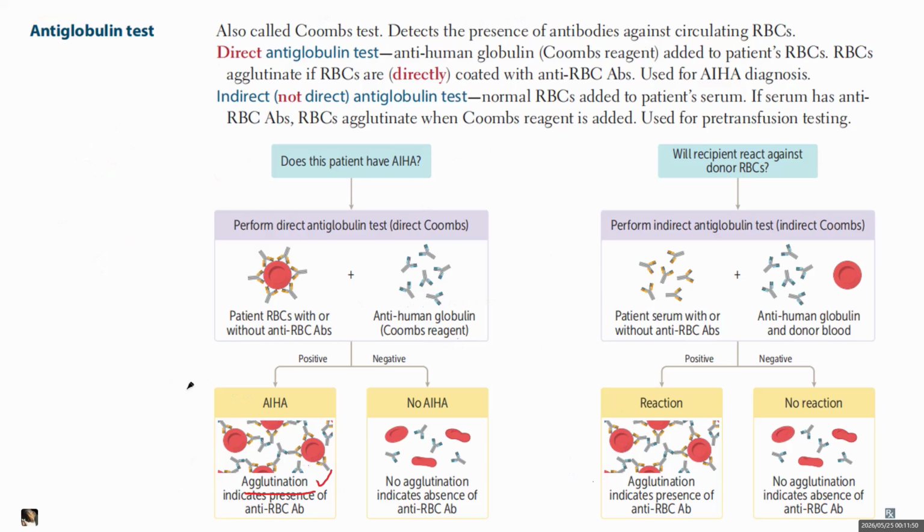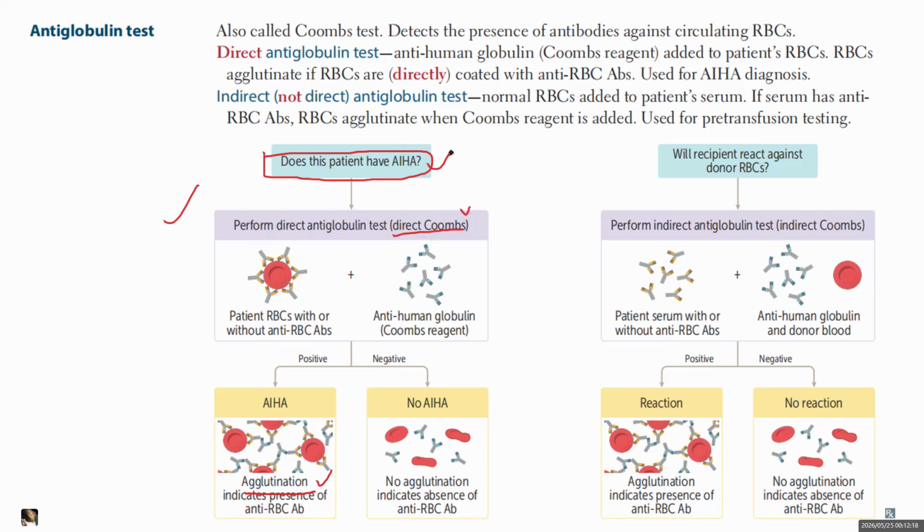Now, if you look at the left side of the figure, this is the direct test, which is also known as the direct Coombs test. The question above the left side asks: does this patient have autoimmune hemolytic anemia or not? So we have to break it down.